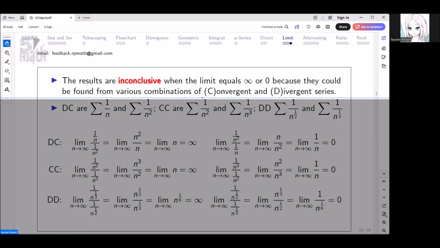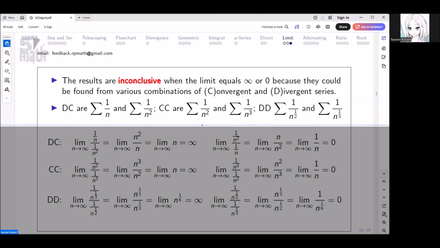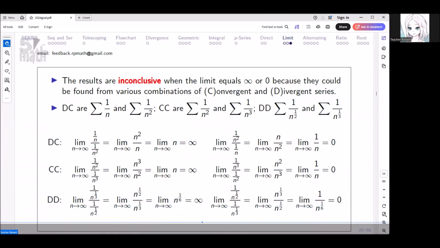The results are inconclusive when the limits equal infinity or zero because they could be found from various combinations of convergent and divergent series. Divergent convergence are these, convergent convergence are these, divergent divergence are these. And we have the following.